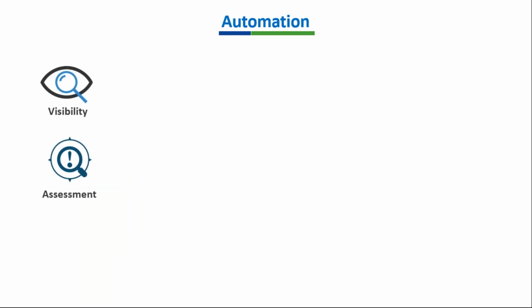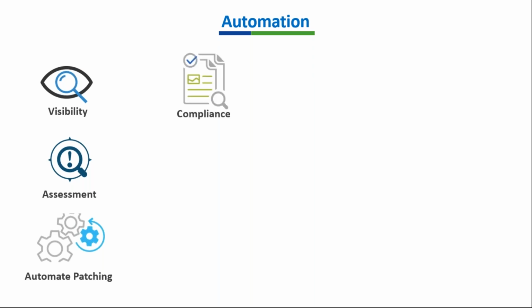Having visibility, doing a continuous assessment for the risks, having automated patching in place for a large number of these endpoint systems, adhering to compliance guidelines at all times, irrespective of the auditing schedules, whether it is quarterly or annual auditing, it's important to ensure that these devices adhere to a particular guideline at all times.